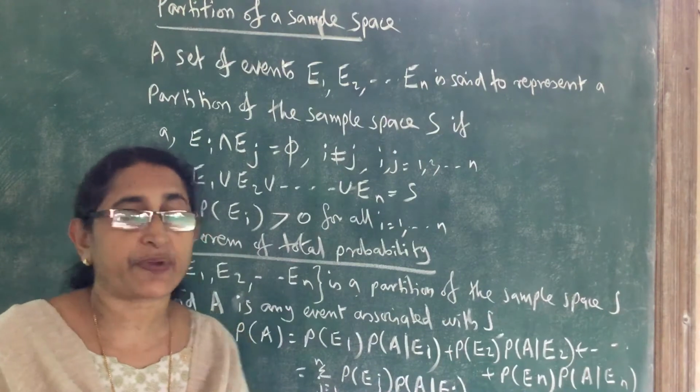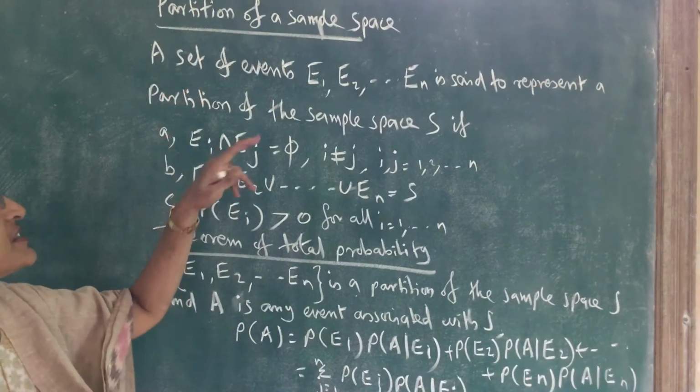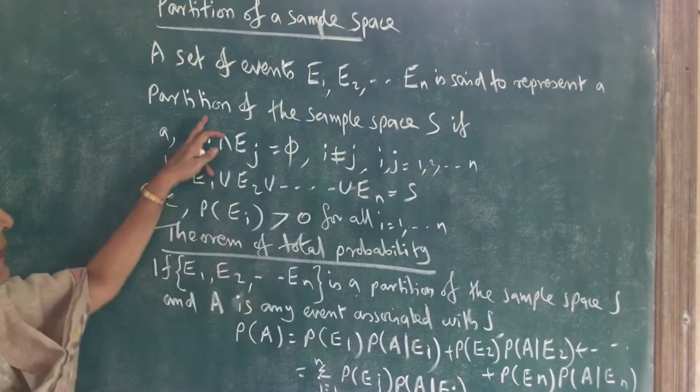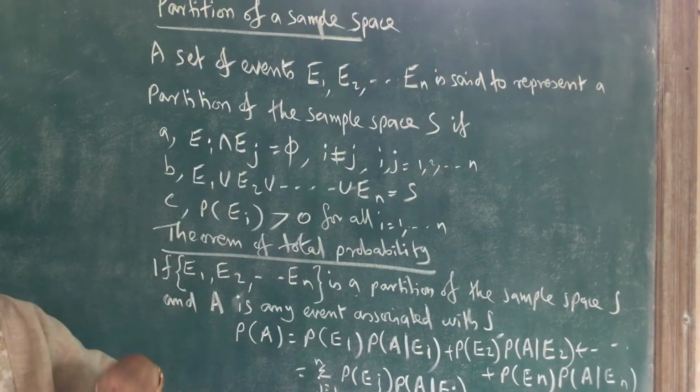Partition of a sample space. A set of events E1, E2, etc., En is said to represent a partition of the sample space S if it satisfies the following conditions.